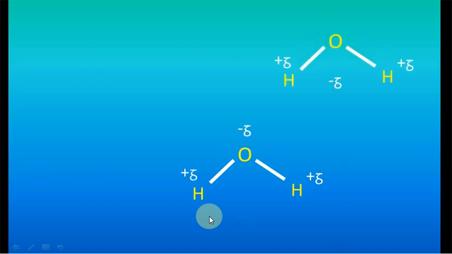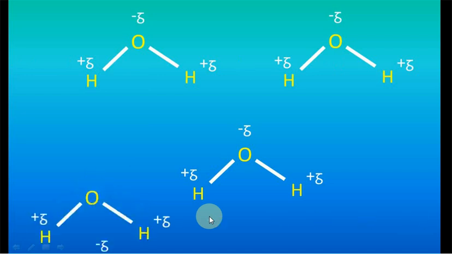This polarity makes what is called hydrogen bond. I will show you this. This is a polar molecule of water, and another polar molecule of water, and another polar molecule of water. What is hydrogen bond? Why is hydrogen bond formed between molecules? Notice that hydrogen bond is between molecules, an intermolecular bond, not between atoms.